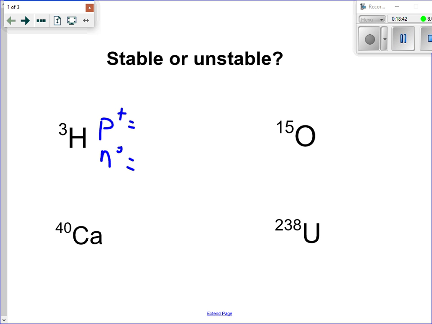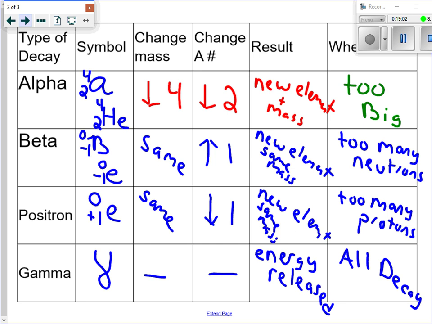So in all three of these unstable ones, the hydrogen, the oxygen, the uranium, not only will hydrogen, because it has too many neutrons, go through a beta decay, oxygen, too many protons, go through positron emission, uranium, too big, go through alpha decay. Not only will they do that, but they will also go through gamma.